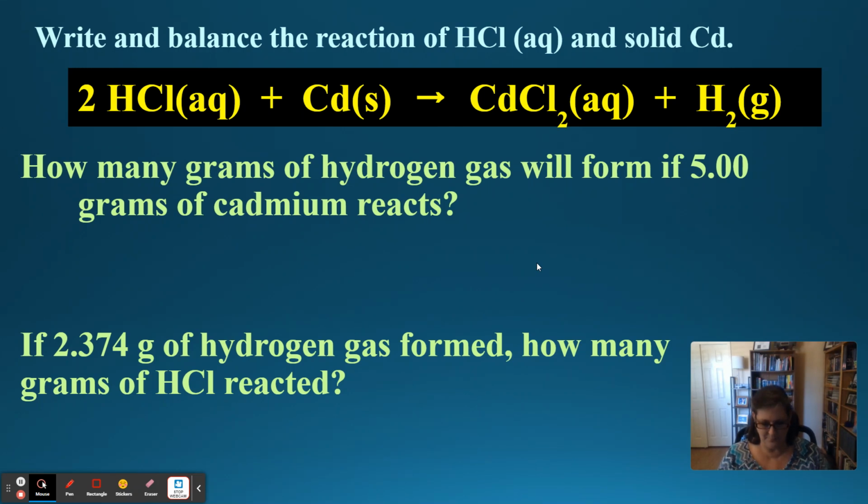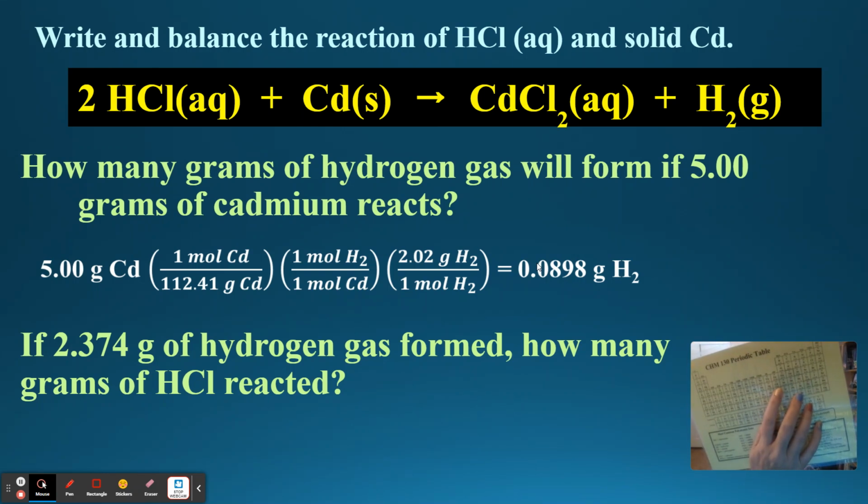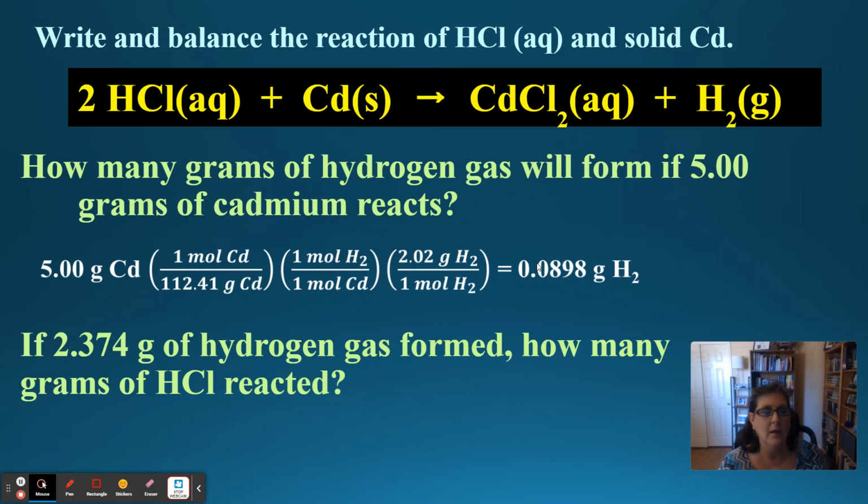Okay, we're back. Let's look at our solution. There we go. We start with what we're given, the 5.00 grams of cadmium. We need to go from grams to moles so we can use that mole ratio. Cadmium's molar mass is in the periodic table. There's cadmium. 1 mole of cadmium over 112.41 grams of cadmium. Grams of cadmium cancel out. We're left with moles.